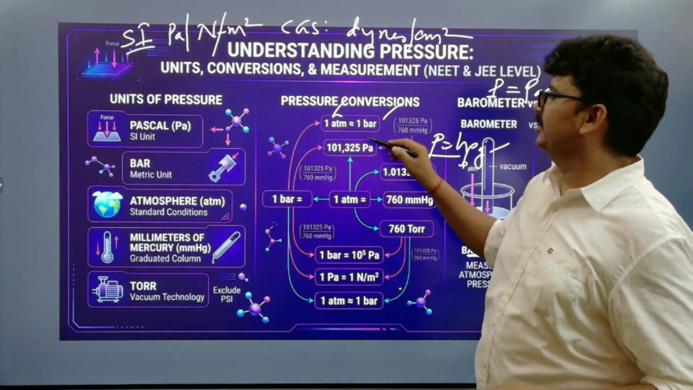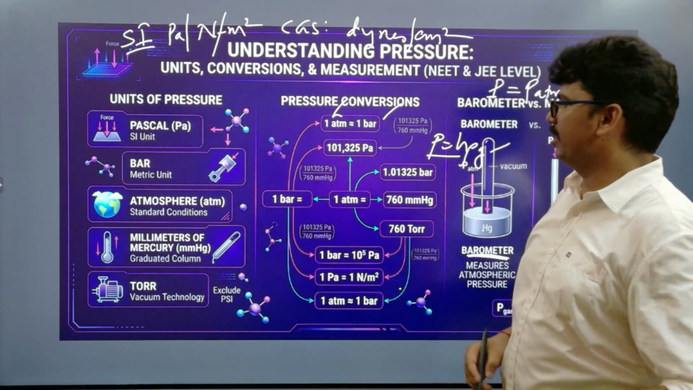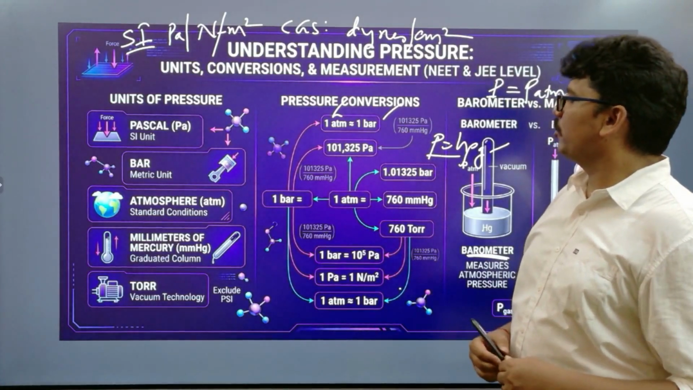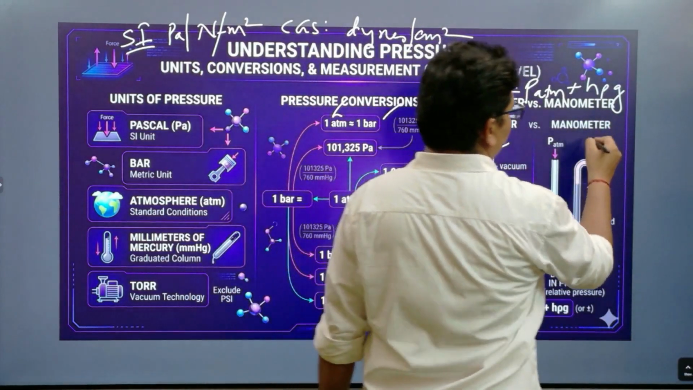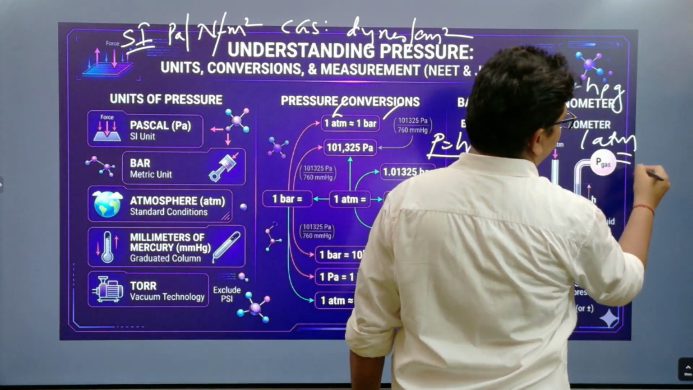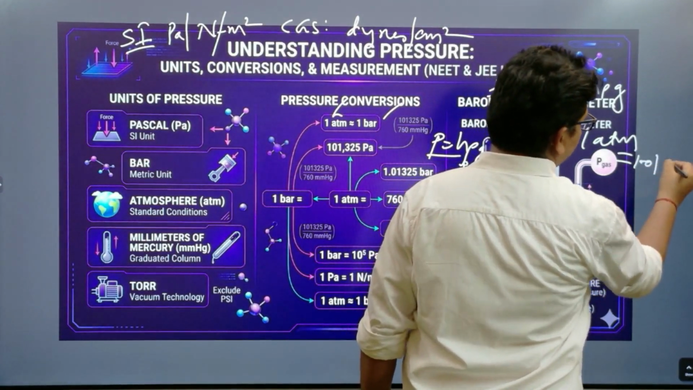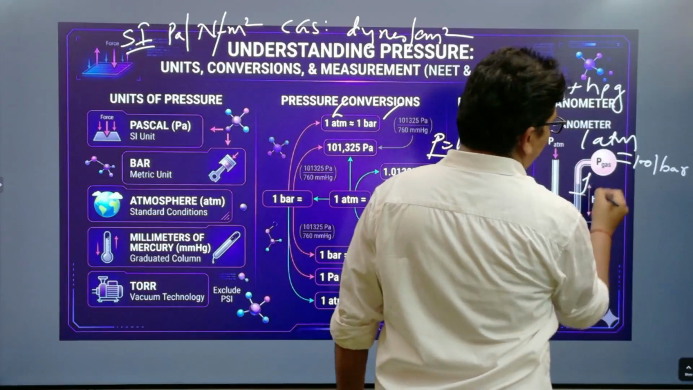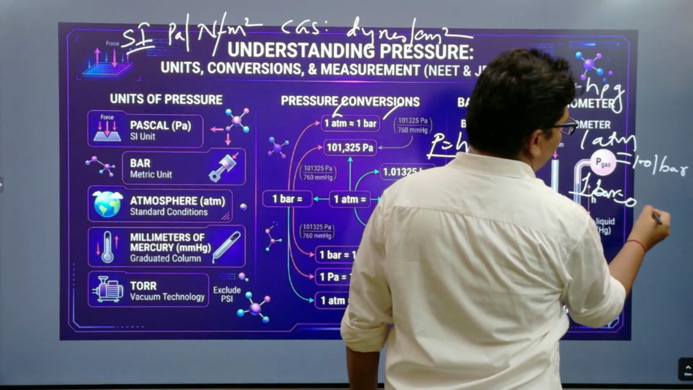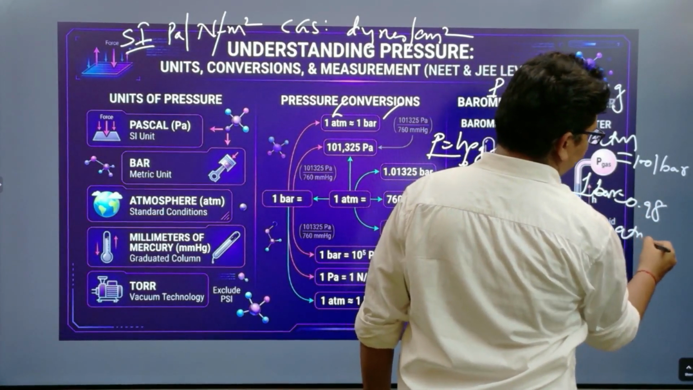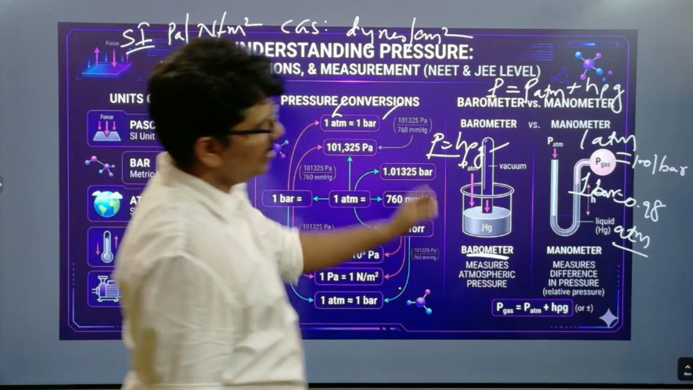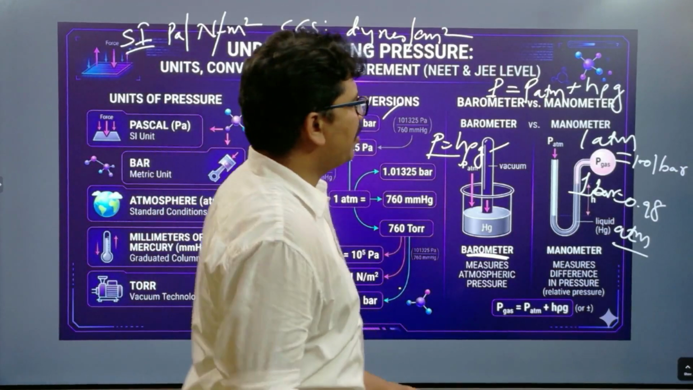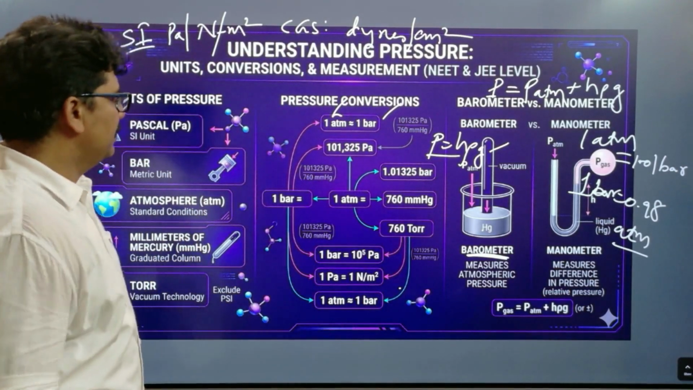1 atmosphere is approximately equal to 1 bar. Here 1 atm is equal to 1.01 bar, or 1 bar is equal to 0.98 atmospheres. 1 bar is 0.98 atmosphere, 1 atm is 1.01 bar, approximately both are equal.